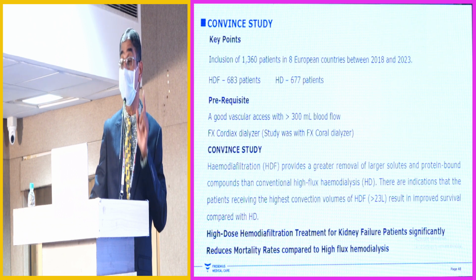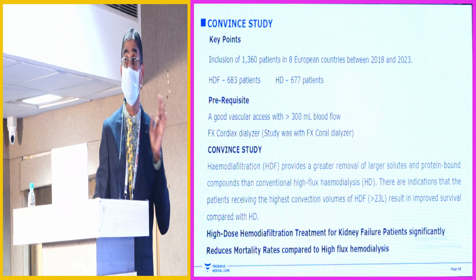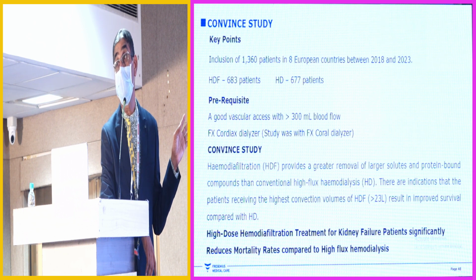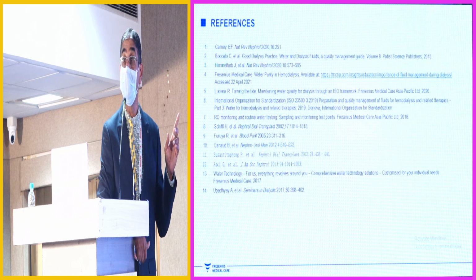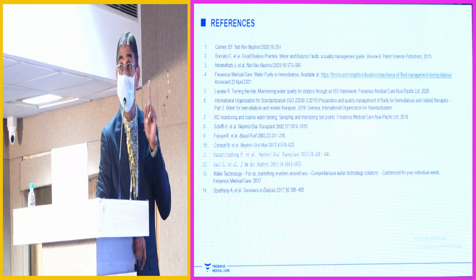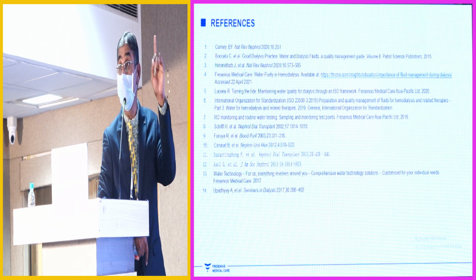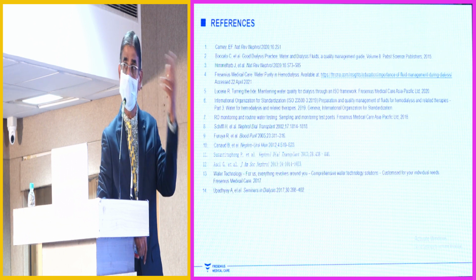Salute him, he has come with a study telling that the mortality rate is definitely reduced. But for that, you need to have a very, very good vascular access, a minimum of 350. Above 300 was the study. So if at all you want to have a hemodiafiltration, the first condition will be you need to have a good RO system and probably maintain it, let it be Indian RO system.